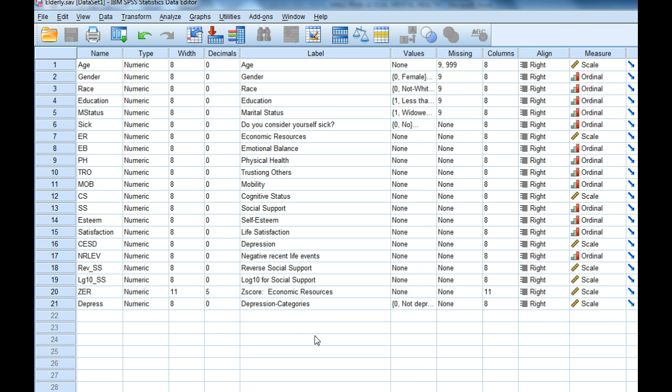The research question, again, is there a statistically significant difference between levels of emotional balance and cognitive status among the elder population? How do we determine that this is a dependent sample t-test situation? Again, we have to consider the level of measurement of the variables. We have to consider, in this case, the scaling of the variables.